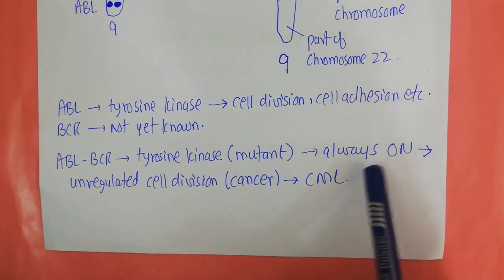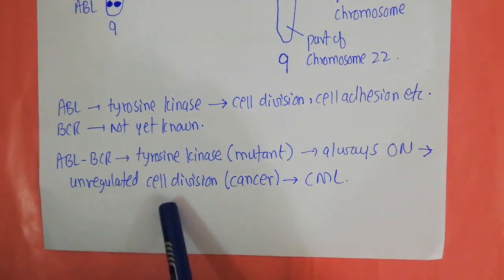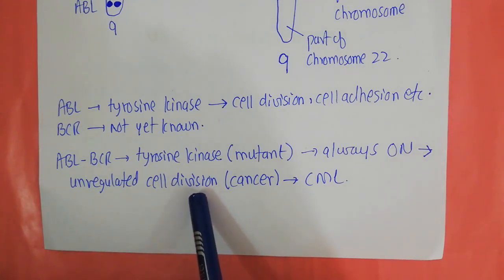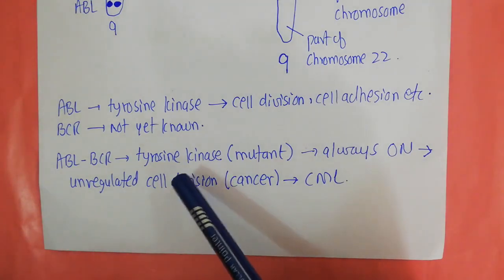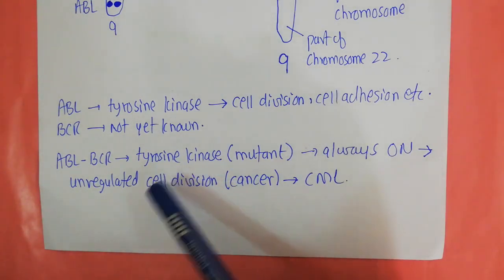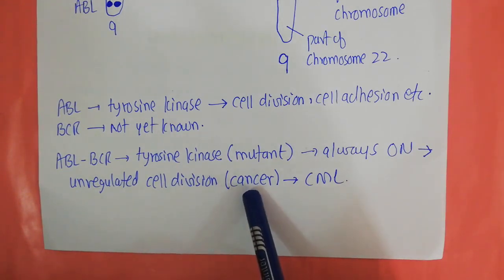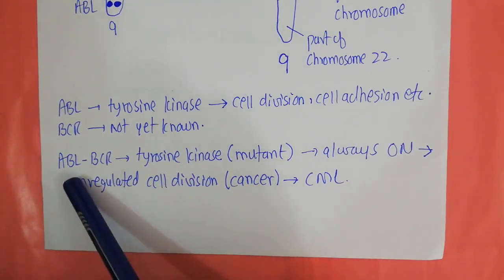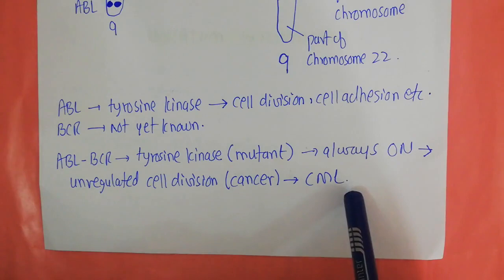And when you cannot turn it off, that means that it will lead to unregulated cell division. The cell will be getting an abnormal signal for cell division, and when the cell is getting a wrong or abnormal signal for cell division, it will go for unregulated cell division, which is a property of cancer. And this ABL-BCR actually leads to the disease which is called chronic myelogenous leukemia.